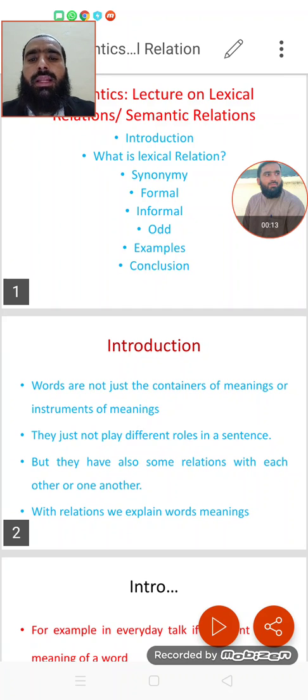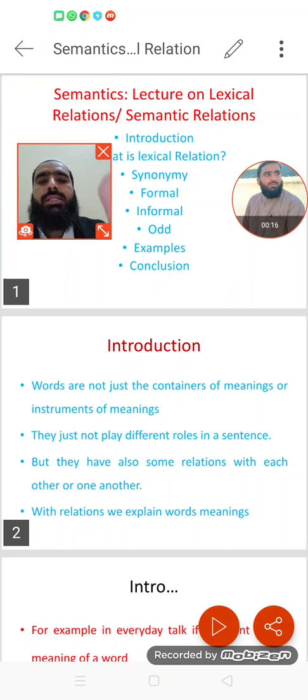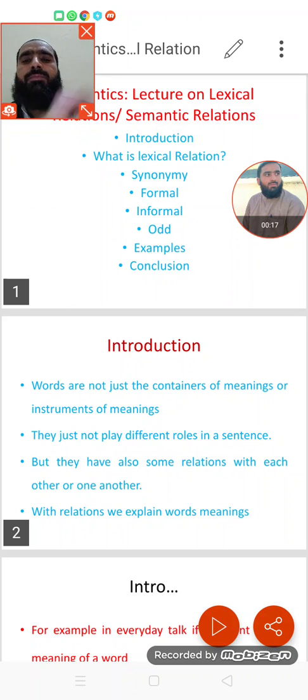Today's lecture is on lexical relations or semantic relations. This is one of the topics in your course contents. First of all, I'll give you the introduction of today's lecture. Then we will define in this lecture what a lexical relation is, then synonyms, formal and informal words, odd words, examples, and conclusion.